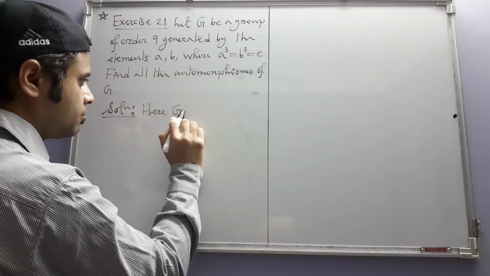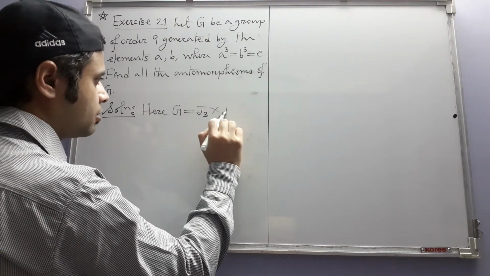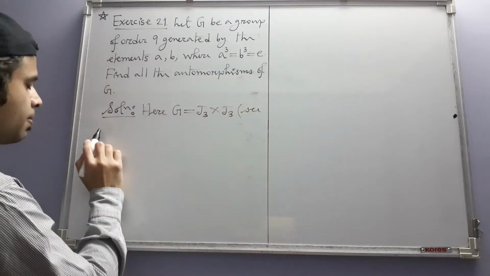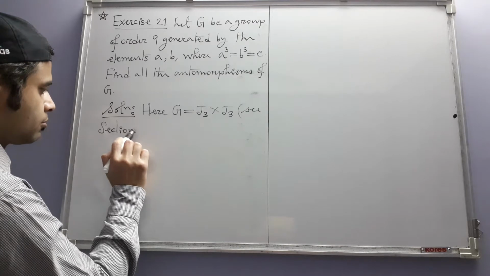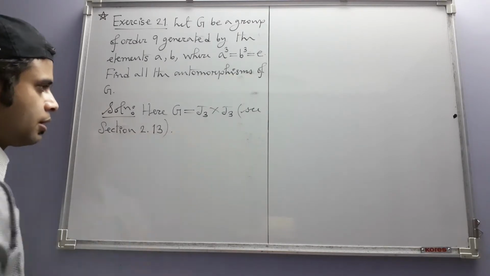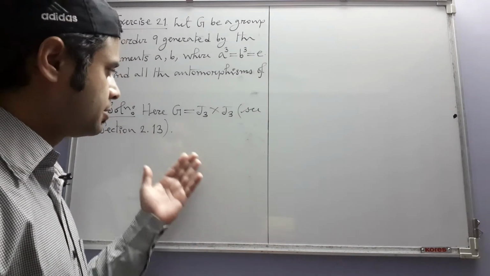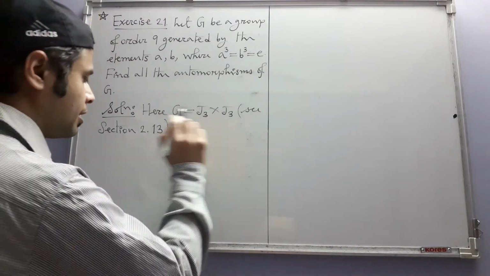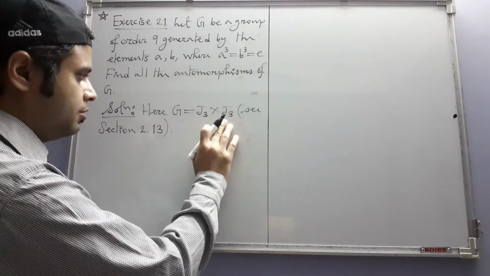Here our group G is actually J3 cross J3, section 30. Now let me tell you, I think I have already said something about this thing, but anyway, let us just again go back to that thing and at least see what this means.